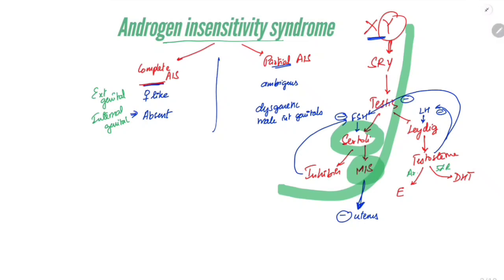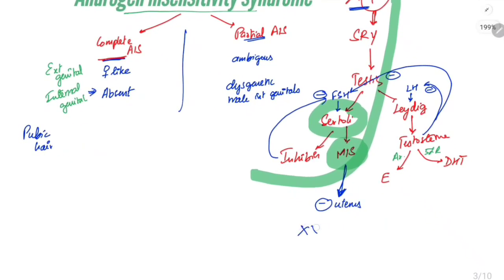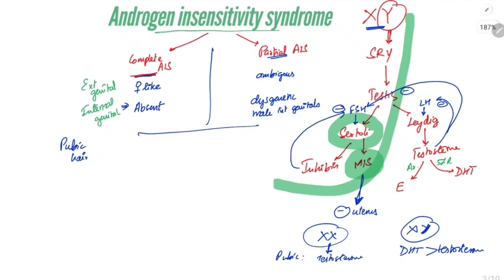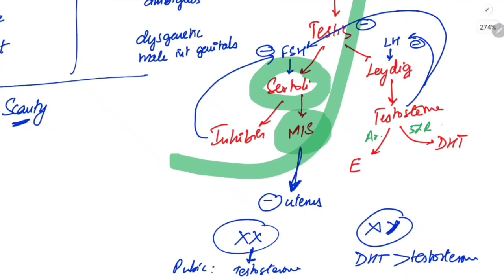So next, what happens to pubic hair? Remember, in a XX karyotype person, pubic hair க்கு the hormone responsible is mainly testosterone, whereas in an XY karyotype individual, pubic hair க்கு the hormone responsible is DHT more than testosterone. So in both these conditions, the pubic hair is going to be scanty. And surprisingly, testosterone is not acting. அதனால there is elevation of testosterone, and this elevated testosterone is converted into estrogen.